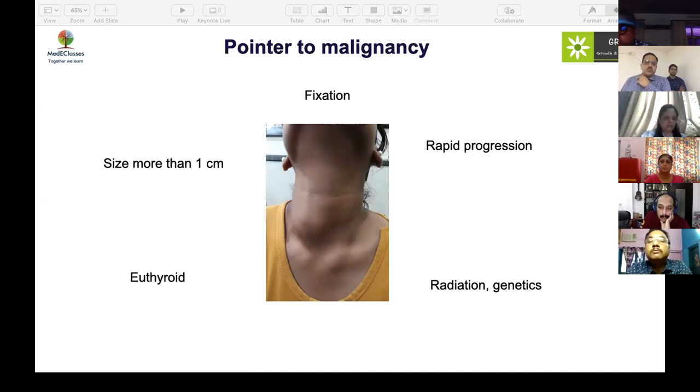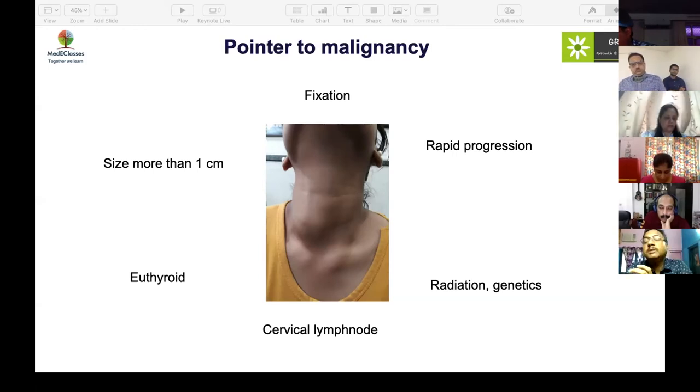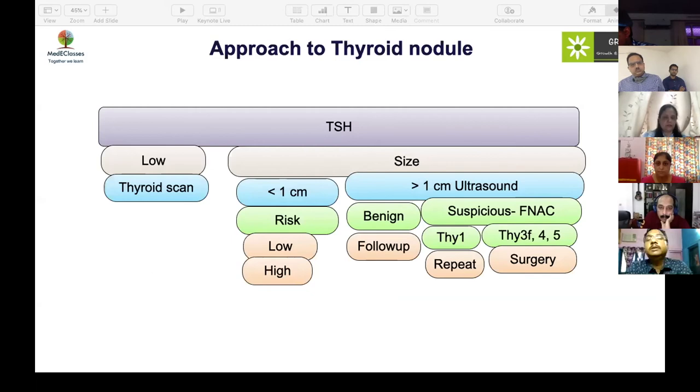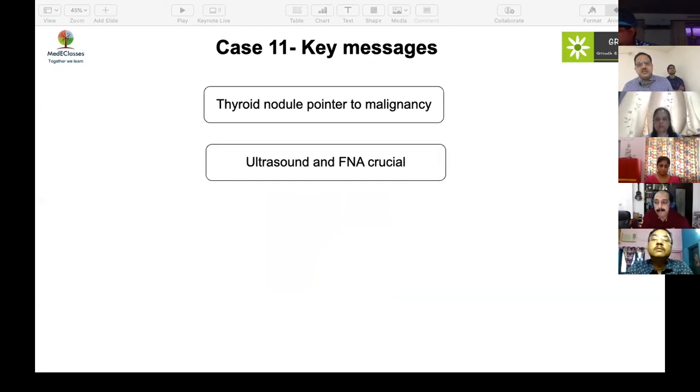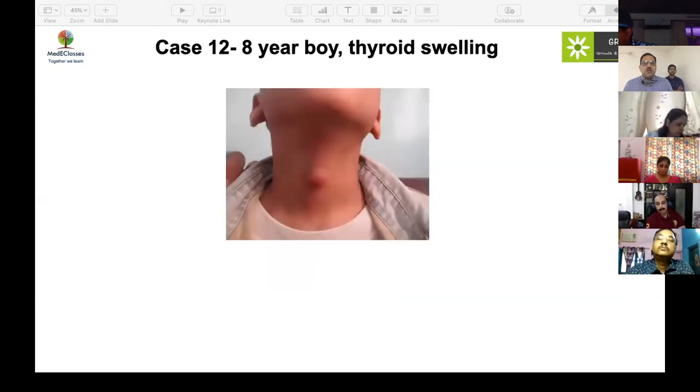We have to examine the patient thoroughly and look for pointers toward malignancy as well as lymphadenopathy. If the size is more than 1 centimeter, you have to do an ultrasound and an FNAC. I think that's the biggest message coming out of this case. A thyroid nodule in children carries around a 10% malignancy risk, so ultrasound and FNAC are crucial. And methimazole, of course, is required if there is an active form. So I think this is the last case.